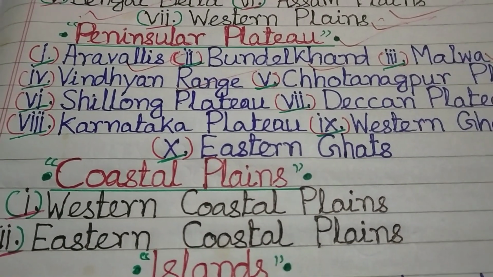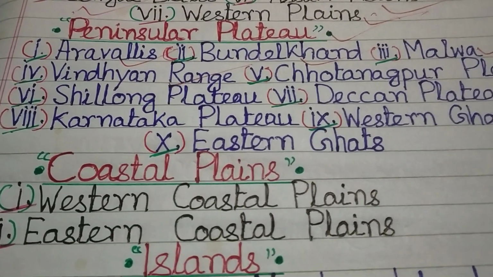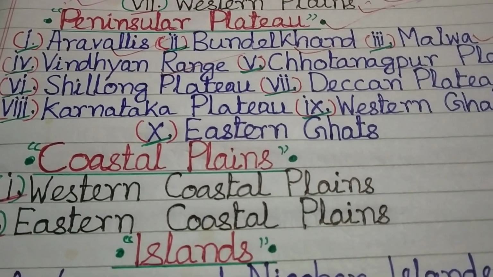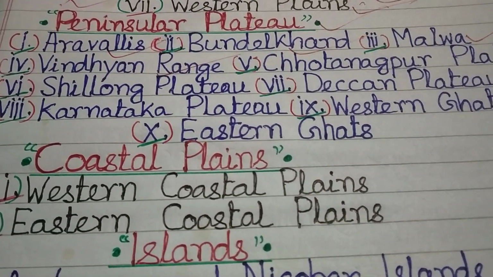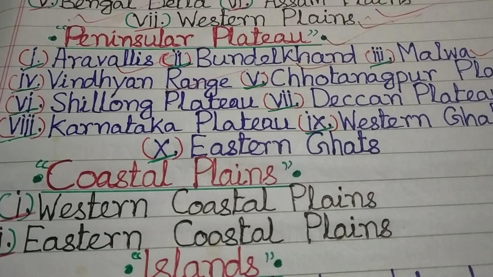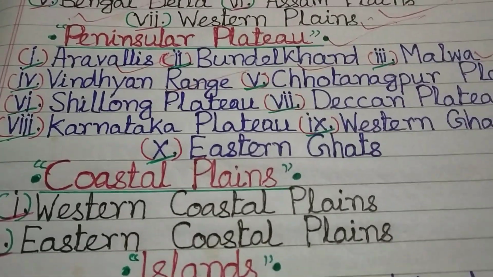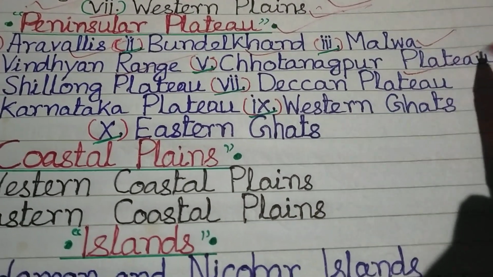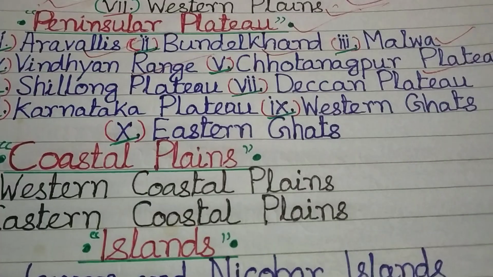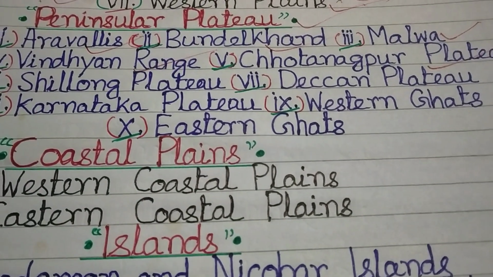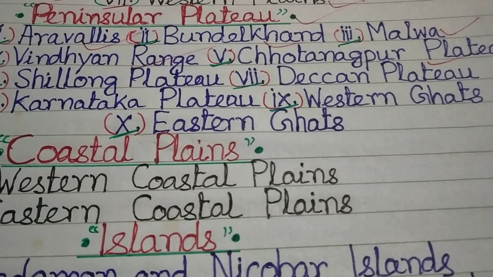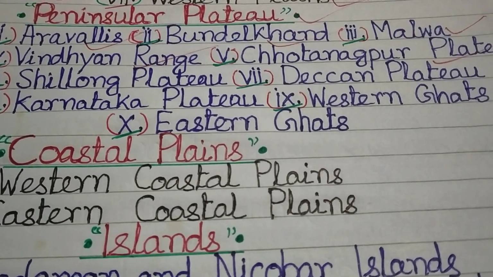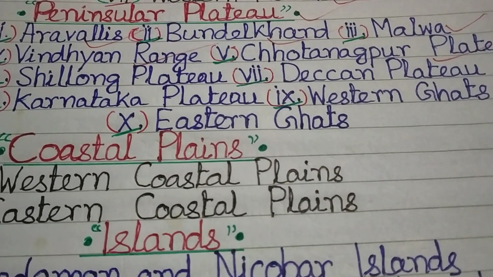So, this range forms the great divide between the Narmada and Son valleys created by the respective rivers. And now we'll discuss the fifth division, that is the Chhota Nagpur Plateau, east of the Son River. This plateau rises to culminate in Hazaribagh Plateau, a little above 1,000 meters high.